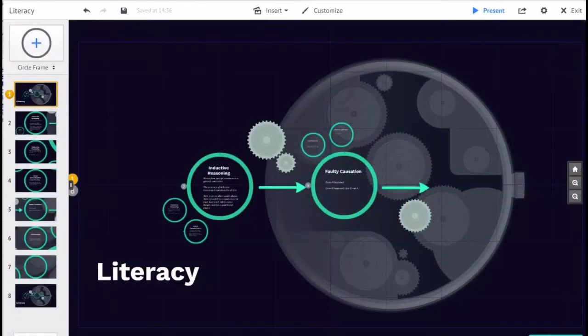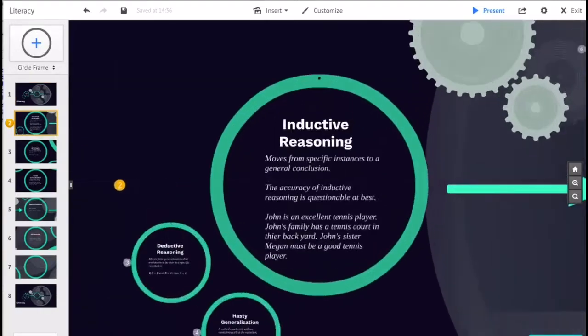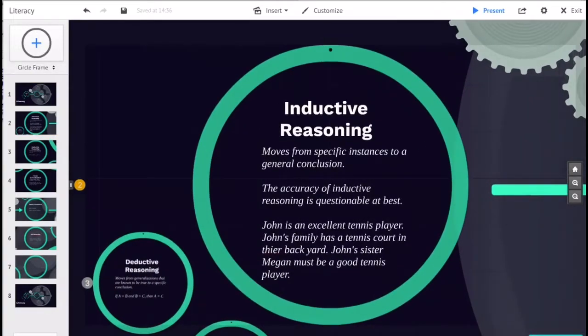All right, guys, here we go with some literacy. Let's take a look. Really only a few things we need to know for literacy. Start with inductive reasoning. Inductive reasoning moves from specific instances into a generalized conclusion.